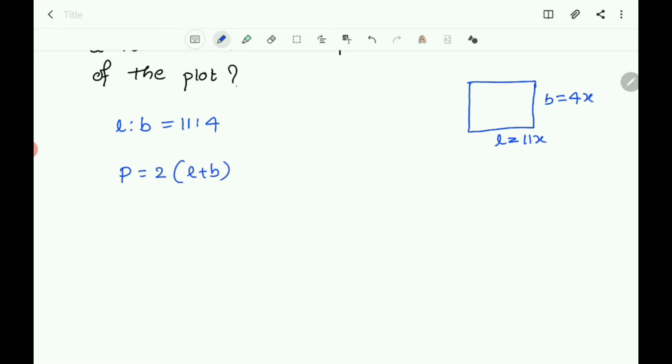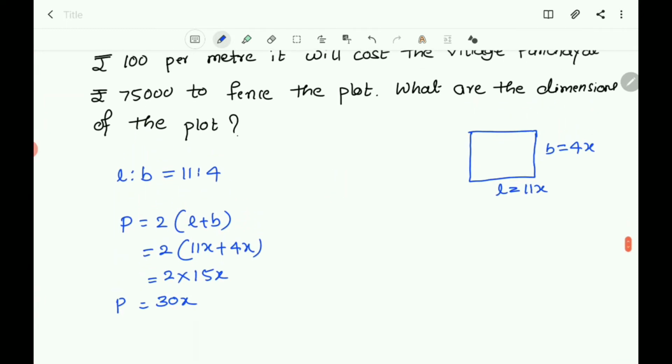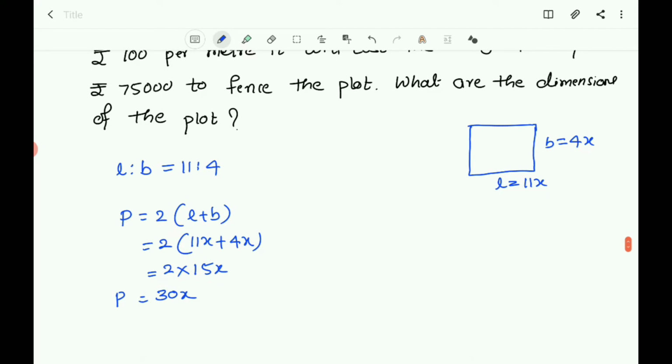2 into (L plus B), that is 2 into (11x plus 4x). Then it equals 2 into 15x. So the perimeter of the plot is equal to 30x. Perimeter of the plot is 30x. So you got the perimeter of the rectangular plot in terms of x, that is 30x.